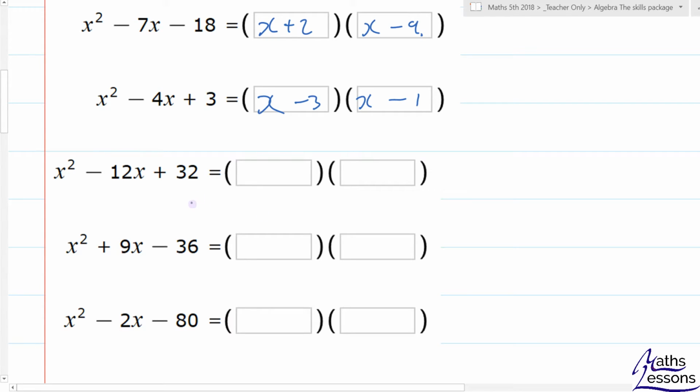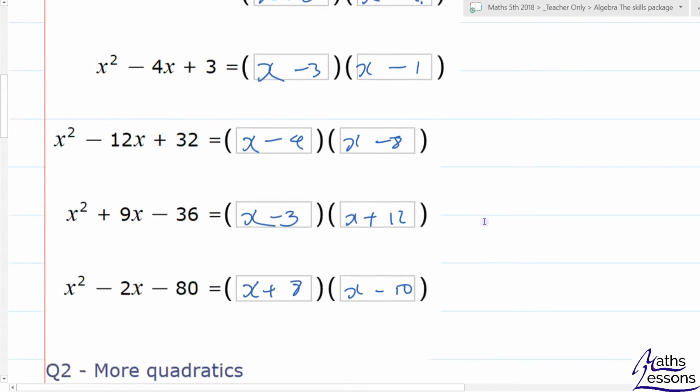So 32, we've got 4 and 8. Again, it's minus 4, minus 8, x and x there. Next, 36 and 9. Well, let's just have a think about that. A minus and a plus, so I think that's how it's going to work. And you've got 12 and 3. That works. So plus 12 and minus 3 will work there. Next, minus 80 and minus 2. 8 and 10 stands out, and we want a negative, so minus 10 and x plus 8. That way we subtract, so 8x minus 10x gives you minus 2x, and times together gives you minus 80.